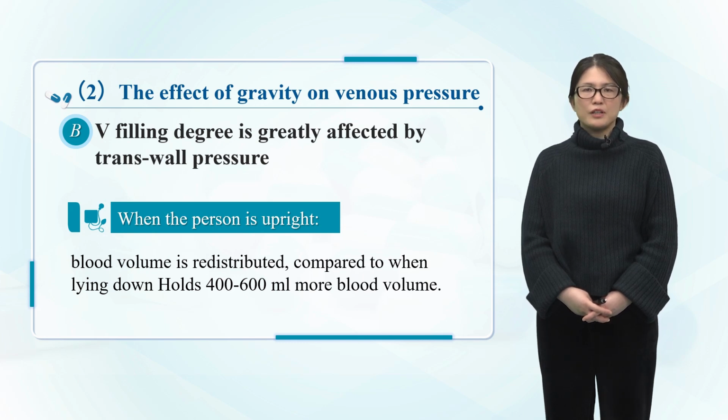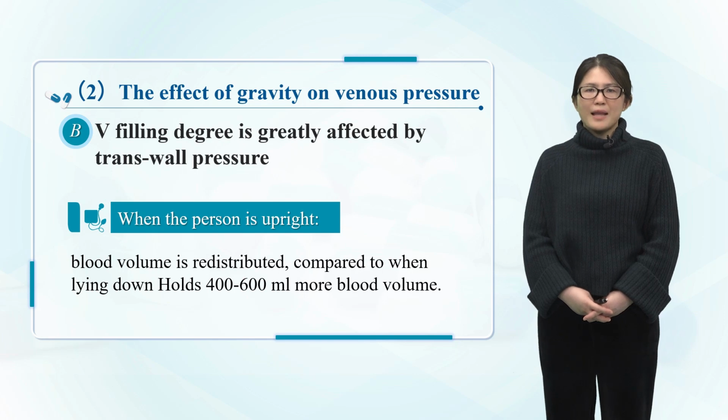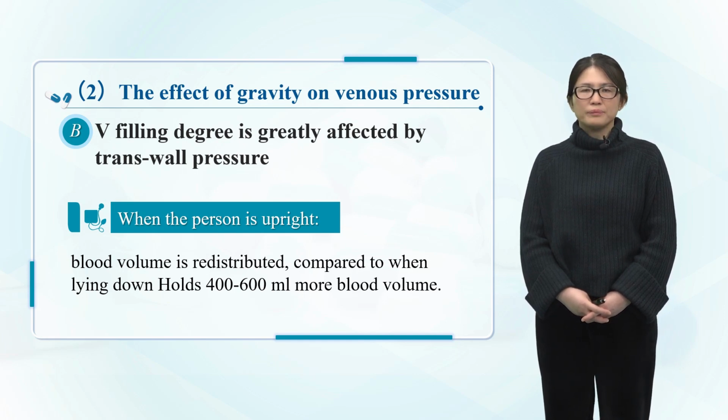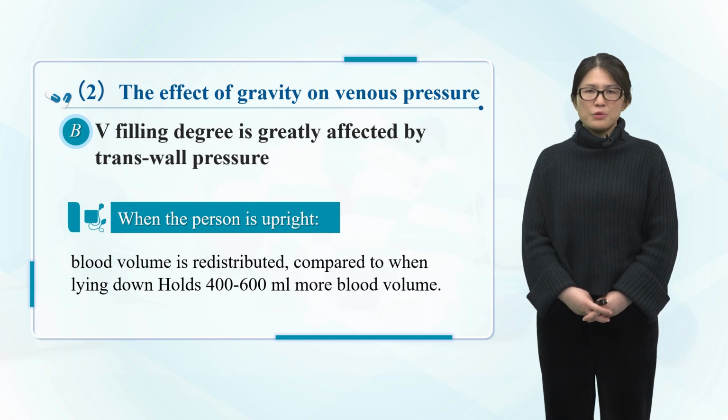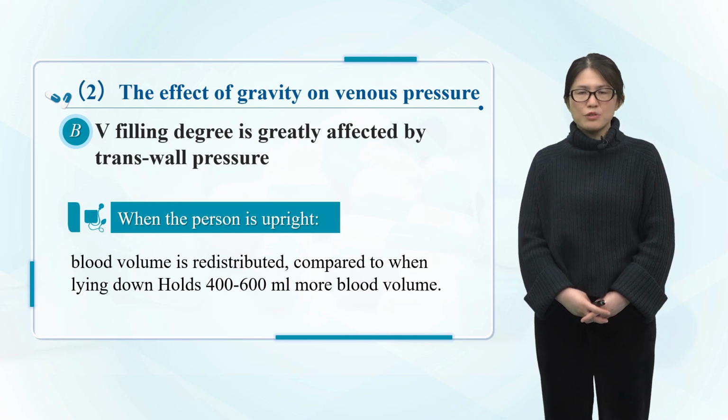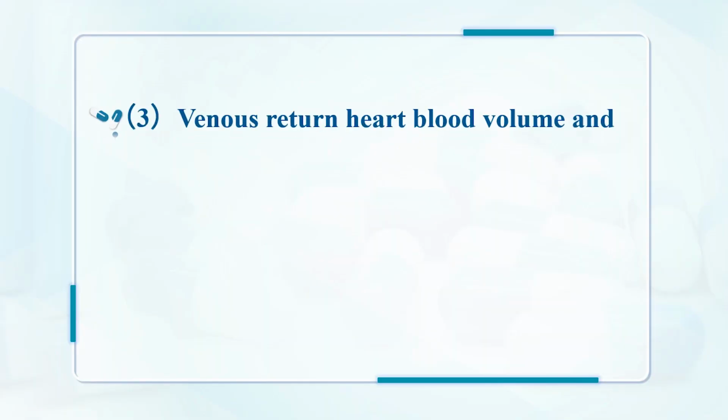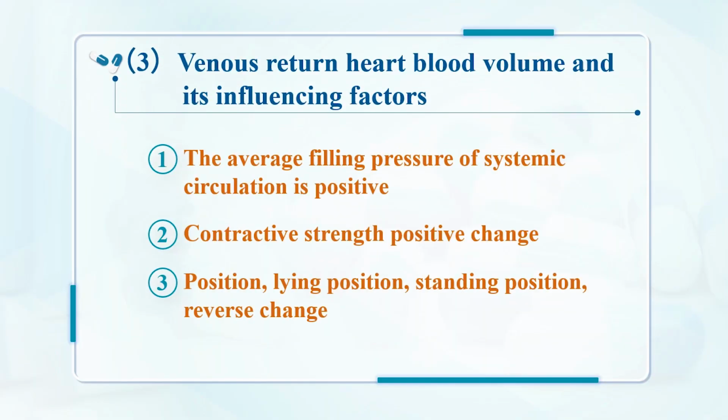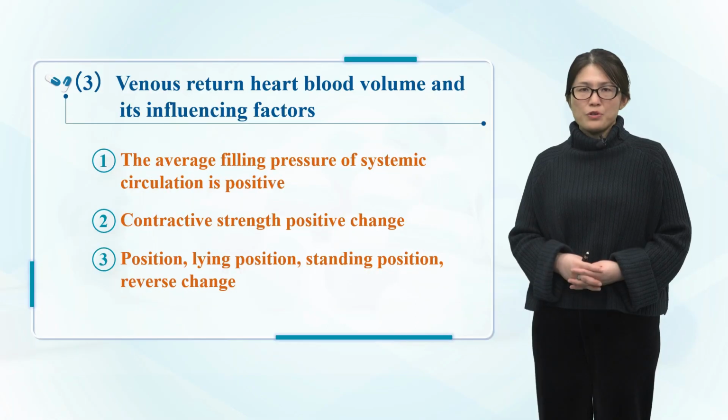Transmural pressure refers to the difference between the pressure of blood on the tube wall and the pressure of the extravascular tissue on the tube wall. Having a certain transmural pressure is a necessary condition to keep the blood vessel filled and expanded. The venous return blood volume is equal to the cardiac output per unit time, which depends on the difference between peripheral venous pressure and central venous pressure, and venous blood flow resistance.